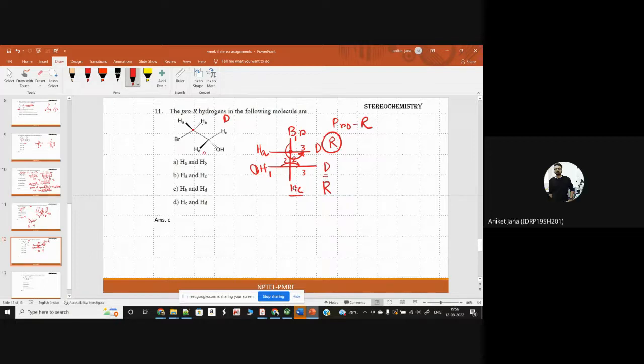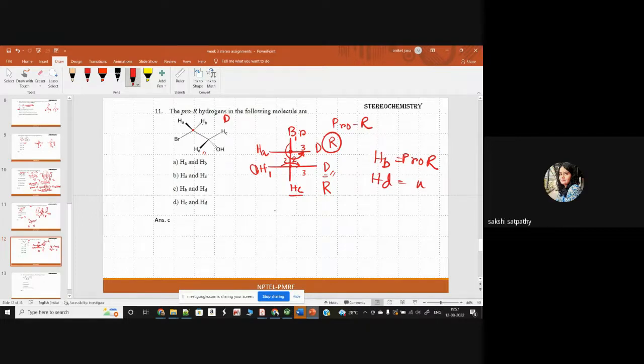So in the first group, which one is the pro R group? HB. As we change the HB and we got the R configuration, so the HB will be the pro R, right? And in case of this center, which is the pro R? HD. As we change the HD with the deuterium and we got the R configuration. Okay, is this clear?